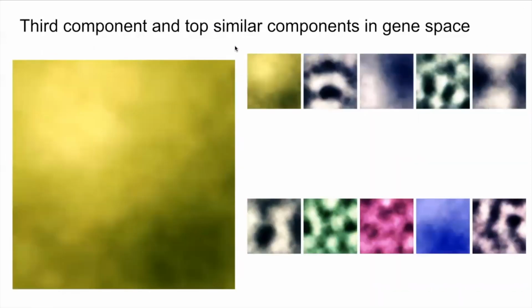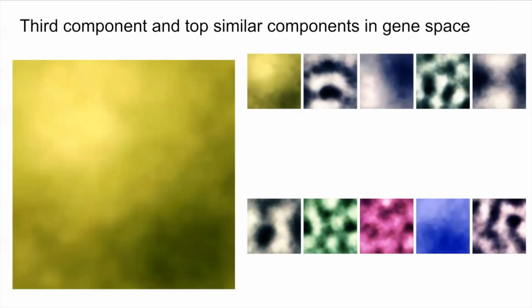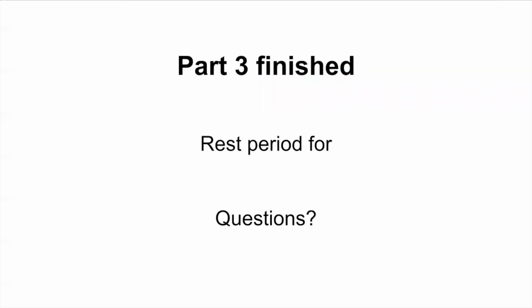So again, I correlate this yellow blotch here with other image components based in the gene space, and we see that the cells are much smaller, ovular, if there are cells, and that the extracellular matrix is a bit more defined than the previous slide. So I just re-show this again. This is the purple image, which represents the first component, and this is the yellow image, which represents the third component. Now that wraps up part 3.